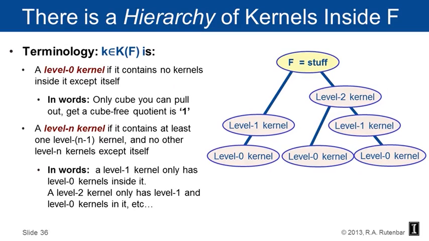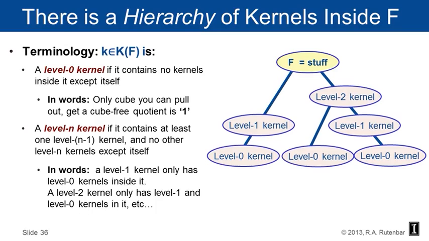They live inside of each other in this sort of tree, right? And so the terminology is that a kernel K in F is a level 0 kernel if it contains no kernels inside of it except itself. What that means is that if you were to apply a kerneling operation to it, you wouldn't find anything new. You just kind of get yourself back with a co-kernel of 1.